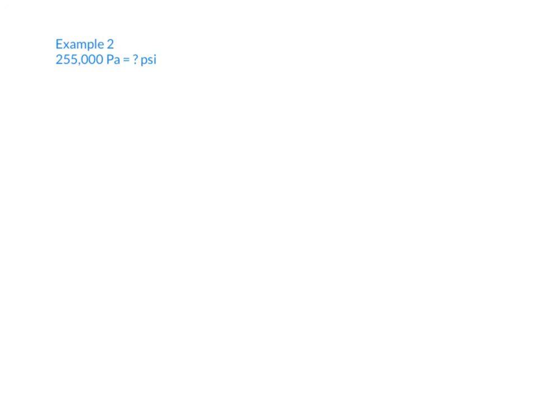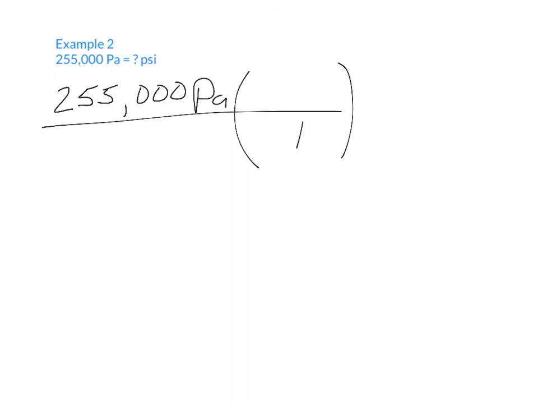We're still using the factor label method, so the first thing you'll do is write down what we were given, 255,000 pascals. Make your conversion factor. We want to get rid of pascals, so we put that in the denominator, and we want to convert to kilopascals. As you know from the metric system, there are 1,000 pascals in 1 kilopascal. Pascals will cancel. We now want to get rid of kilopascals.